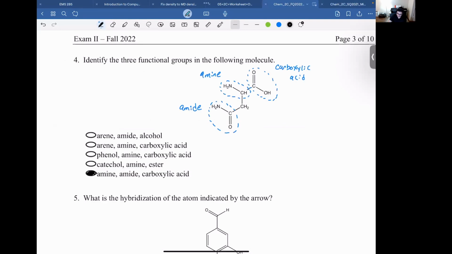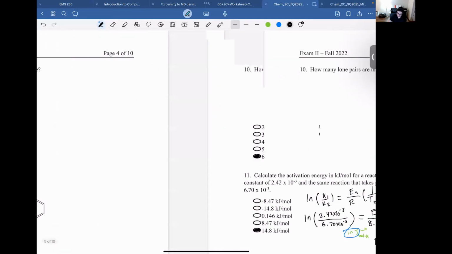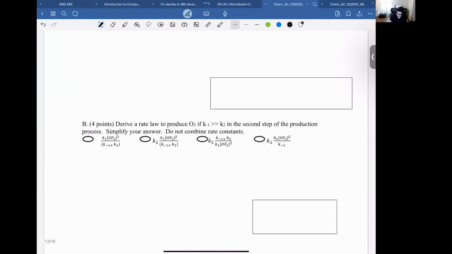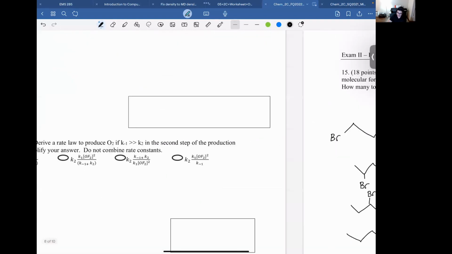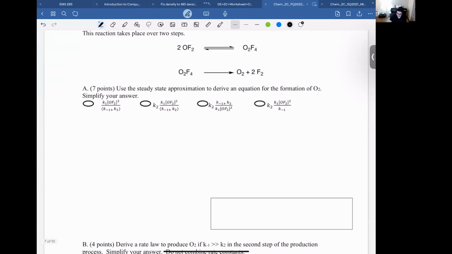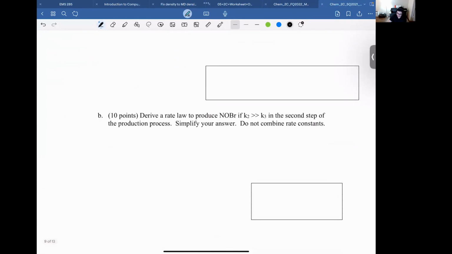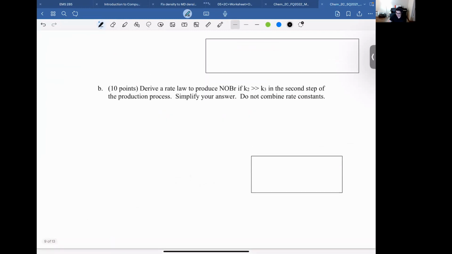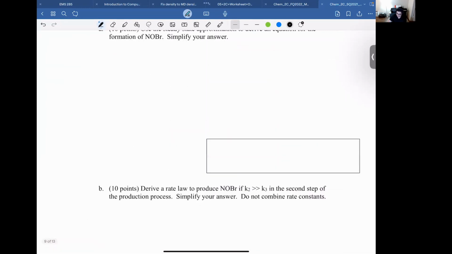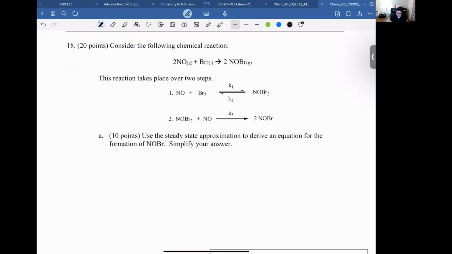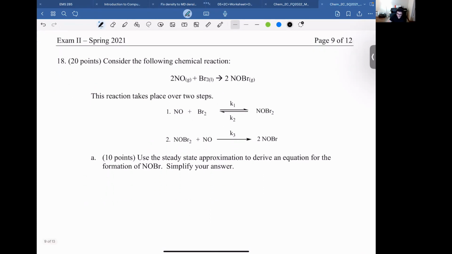Let me see the other one. Let me see which one I like better. I think I like this one better because it's general. Derive the rate law. Oh, I guess they're both the same. But let's do this one. The other one's a little bit easier because it's multiple choice.